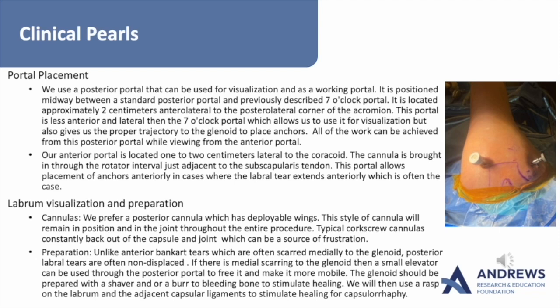In terms of labrum visualization and preparation, we prefer a posterior cannula which has deployable wings. This style of cannula will remain in position and in the joint throughout the entire procedure. Typical corkscrew cannulas constantly back out of the capsule and joint, which can be a source of frustration. In terms of preparation, unlike anterior Bankart tears, which are often scarred medially to the glenoid, posterior labral tears are often non-displaced. If there is medial scarring to the glenoid, then a small elevator can be used through the posterior portal to free it and make it more mobile.